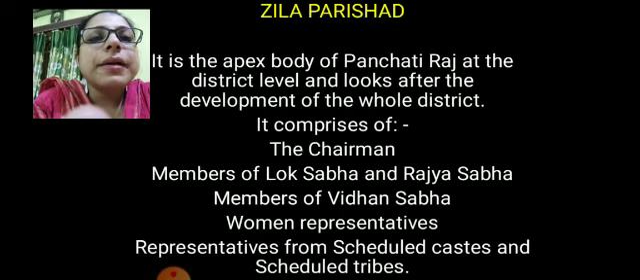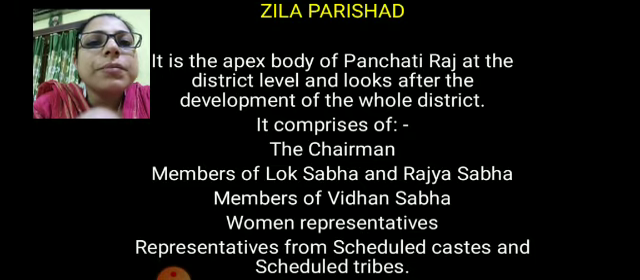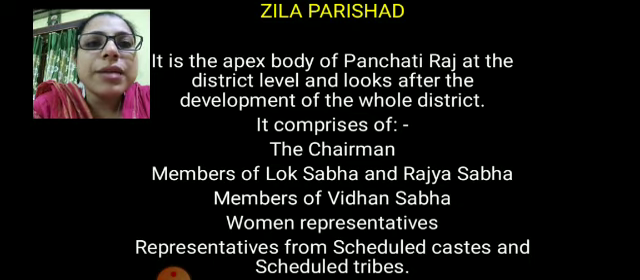Next is Zila Parishad. It is the apex body or the highest body of the Panchayati Raj at the district level and looks after the development of the whole district. It comprises the following members. They are the chairman, members of Lok Sabha and Rajya Sabha, members of Vidhan Sabha, women representatives, and representatives from the scheduled caste and scheduled tribe.